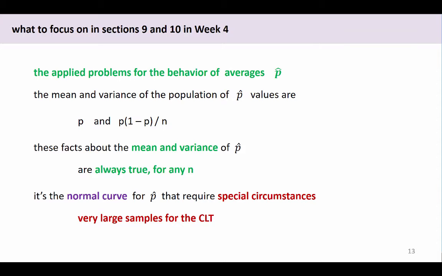So what should you be focusing on in this last part of week 4? I think the applied problems for the behavior of averages, p hat, are the most important thing to work with. The mean and variance of the population of p hat values are p, and p times 1 minus p over n. And again, parallel to what we did when we were working with averages, these facts about the mean and variance of p hat are always true for any n. It's the normal curve question that requires very large samples sometimes for the central limit theory.